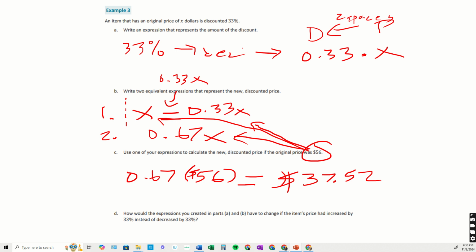But instead of 0.33x as the amount of the discount, that would be a markup, which means we'd add. So the first expression, A, would stay the same, and B would simply be x plus 0.33x. And we'd end up with our second answer, which would be 1.33x. 1 plus 0.33 is 1.33.